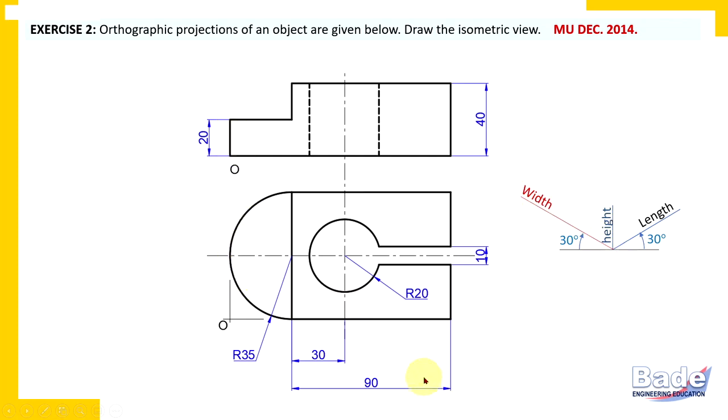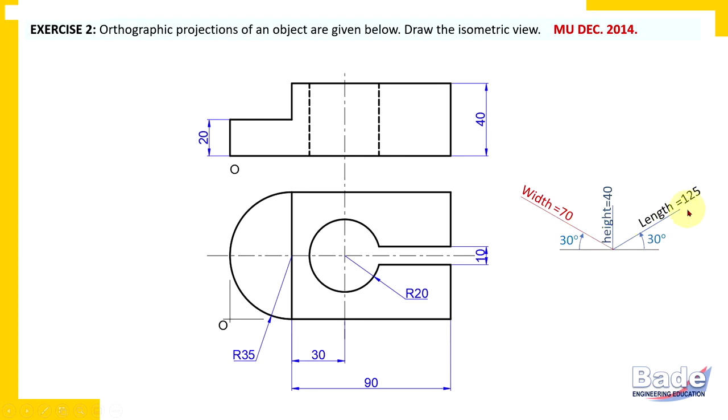Now let's check what the dimensions are. Length 90, but the extreme left edge is a curved edge. So we'll have to add its radius because the 90 millimeter distance is up to the center of that curve. So 90 plus 35, length is 125, height is 40. In the front view the vertical dimension is height, and in the top view the vertical dimension is width. So what is the overall width of the object? It is the diameter of this semicircular edge, and that is 70. So length 125, width 70 and height 40. These are the three dimensions.